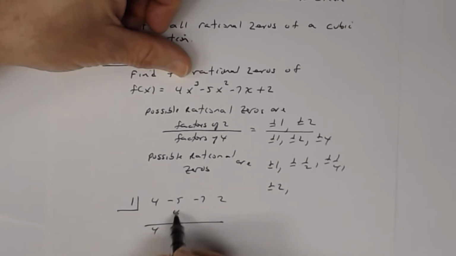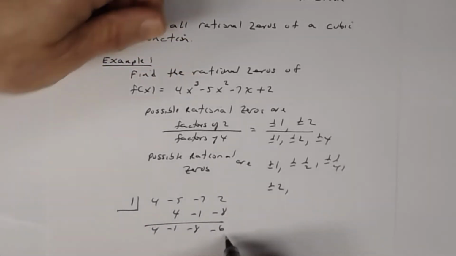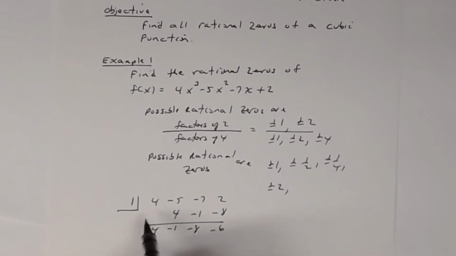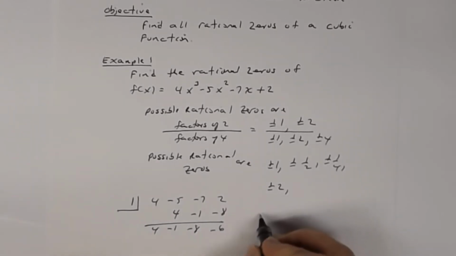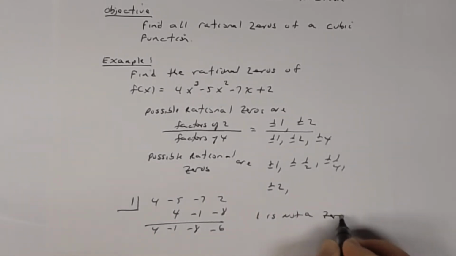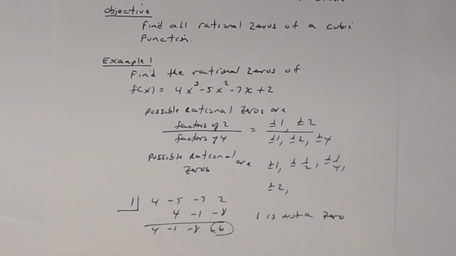Then you add. We get -5 plus 4 is -1. Then you multiply. 1 times -1 is -1. Then we add. -7 plus -1 is -8. Then we multiply. 1 times -8 is -8. We add, we get -6. So notice the remainder is -6, right? The remainder is -6. So that means that 1 is not a 0, since the remainder is not 0.